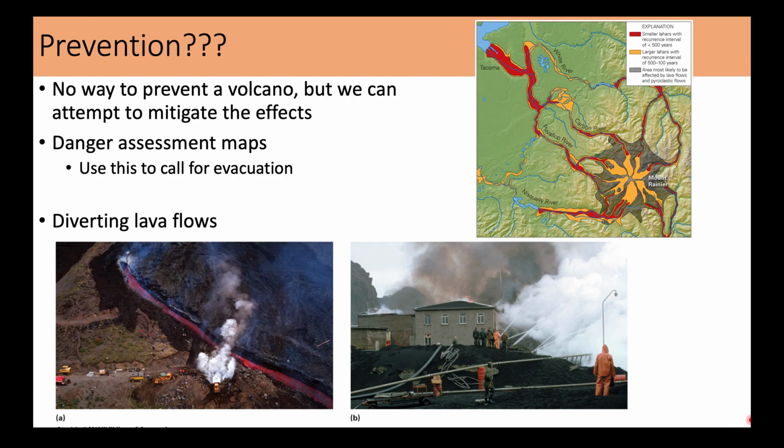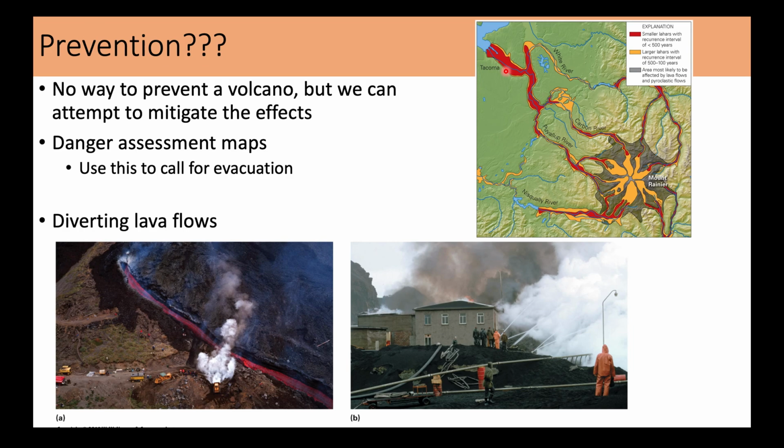So how can we prevent volcanoes? There's really no way to prevent them, but we can try to mitigate the effects. All volcanoes, at least in the US, will have danger assessment maps. Here's Mount Rainier, and you can see the red is showing where the locations might see smaller lahars. The yellow is where the location might see larger lahars. You'll notice that they follow the riverbeds. Remember, a lahar is the ash mud when the explosive debris combines with water. And then the gray here is showing what would be affected by pyroclastic flows or lava flows.